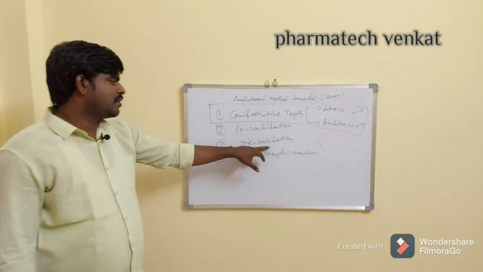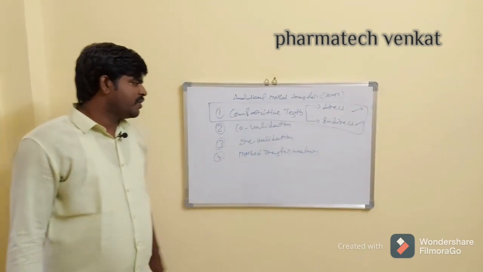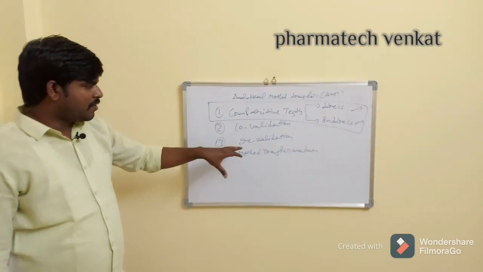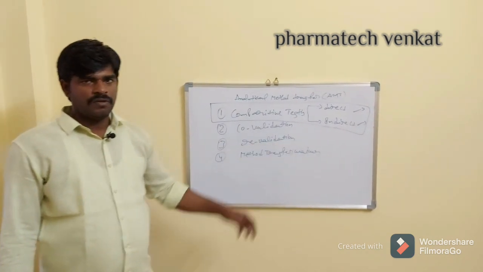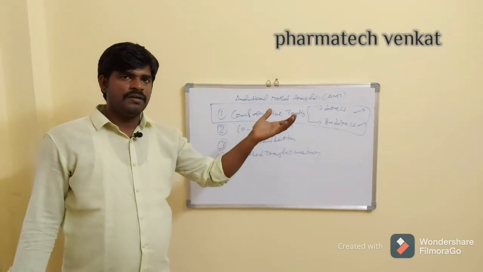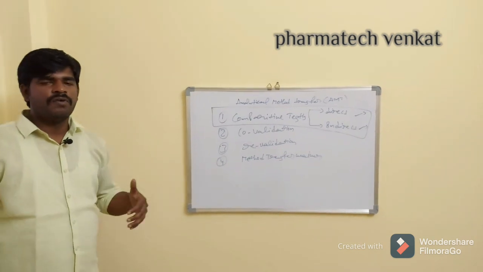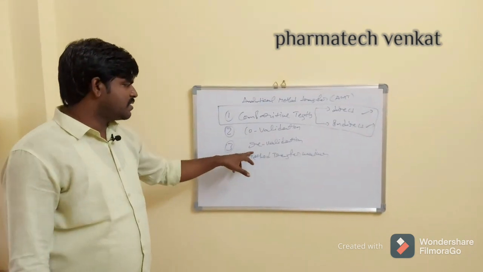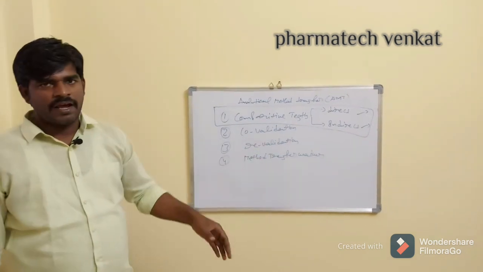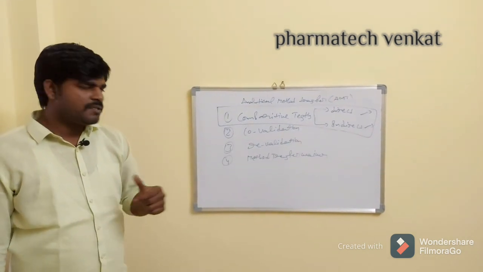Whenever revalidation, when will we perform it? The method is already in regular use, but if you want to revalidate the particular method at your particular site, for example the method is already validated in R&D, but the particular site wants to validate it again. In those revalidation cases also, method transfer is not required, because we are already validating this procedure at this particular site.